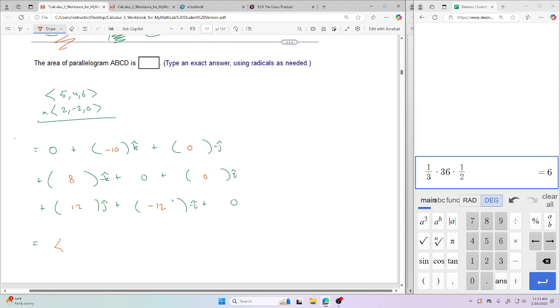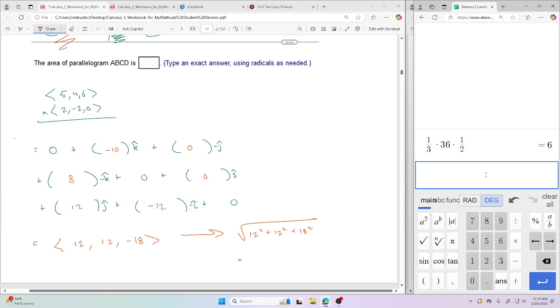So looking at my letters and my numbers here, 12, 12, negative 18. Yeah, there we go. I want to find the magnitude of this. So the square root of the squares, and I'm just going to quickly do it in Desmos because it's way easier. Square root of 612. I'm curious what it is, but you don't need to. Yeah, okay. Good enough.